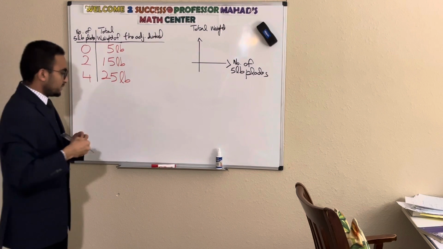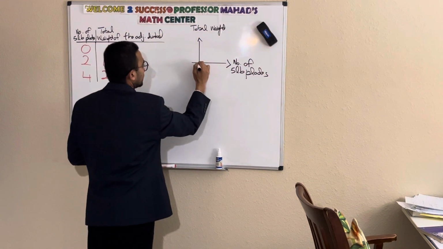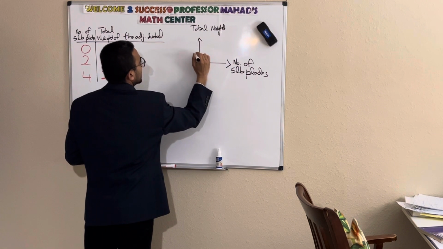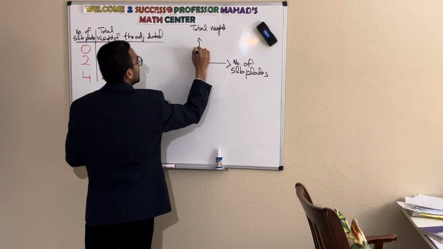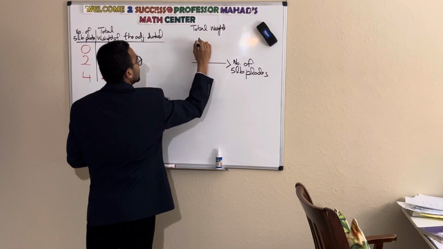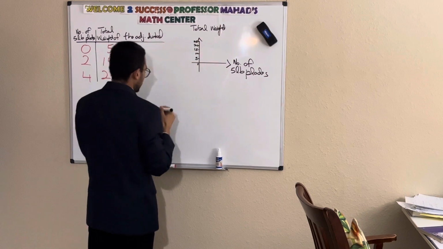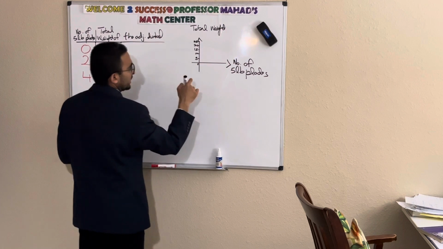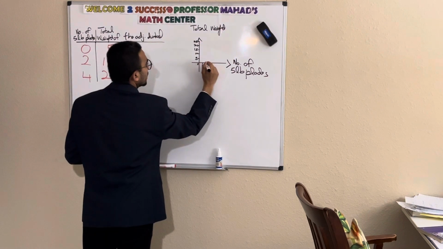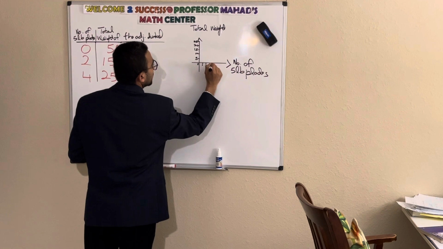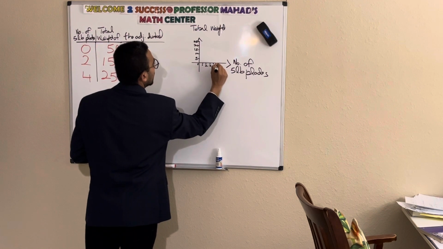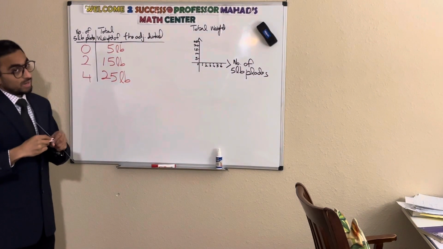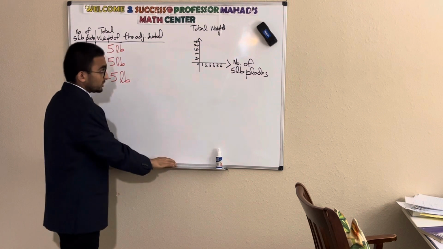Let's plot it now, guys. So at 0, we have, let's say this is 5 pounds, and then we have 10, 15, 20, 25. Let's plot that in, and then we have the number of plates. So we have 0, 1, 2, 3, 4, 5, and so on. We can add as many plates as we want.